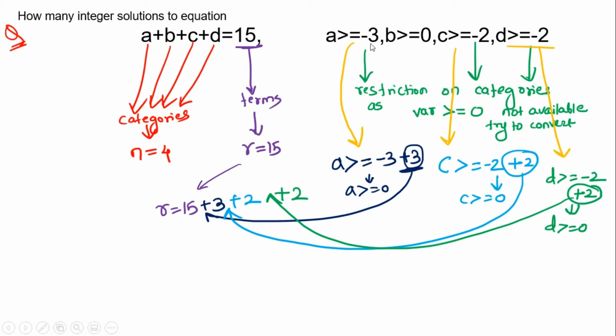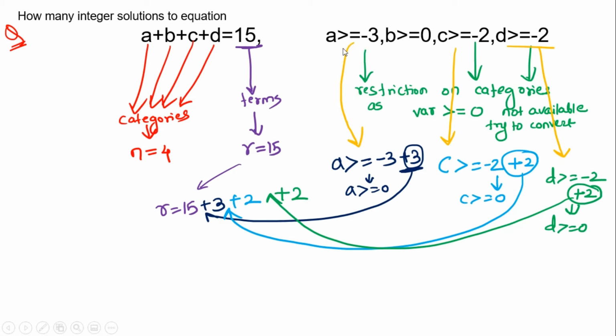But instead of that, some of the variables are starting from other values. So what we have to do, these are making some restriction on categories. We are having some restriction on categories. So we just have to try to make our variables start with 0. So to convert this, a is greater than or equal to 0.